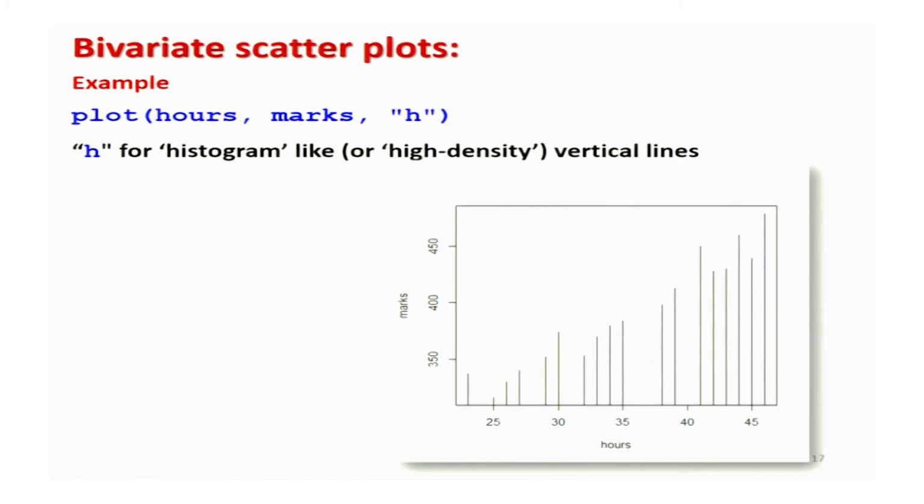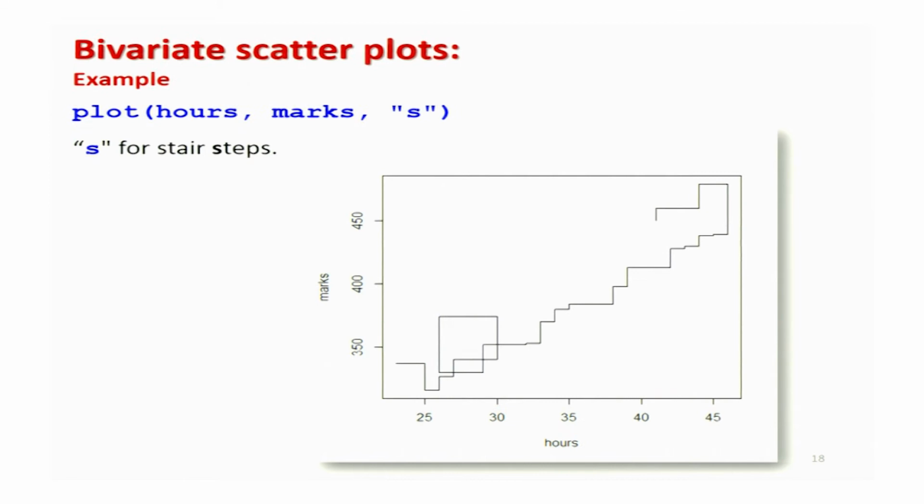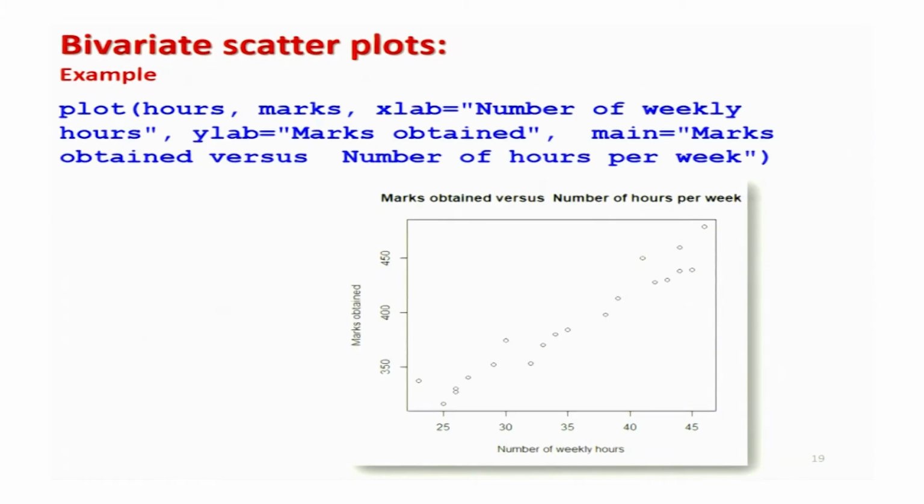And similarly, if you take type equal to H, meaning histogram or high density vertical lines, every point gives you a line which falls vertically onto the x-axis. Similarly, if you take type equal to S, all the points are joined like a staircase. So S means stair steps. You have seen the steps in your stairs, the steps in your home on which you walk. So these are the different types.